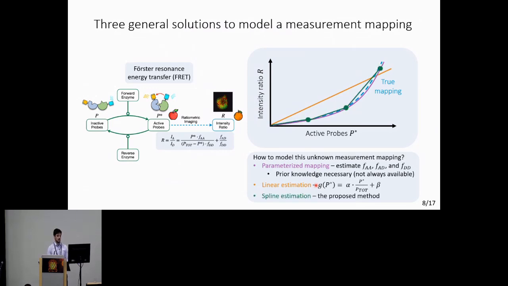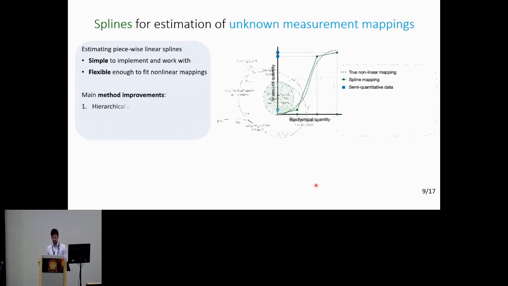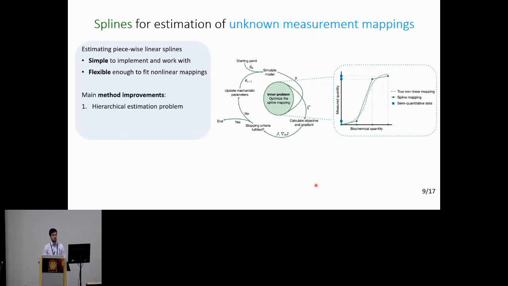And lastly, we have the method that we propose, spline estimation. I'm going to go into a little bit more detail on this. We use piecewise linear splines to estimate these unknown nonlinear mappings. Why do we use them? Because they're simple to implement and to work with, but on the other side, they're flexible enough to fit most nonlinear shapes, depending on how many knots you have. However, it's not so simple. We had to introduce some improvements in the method to make it more efficient and to make it converge better.